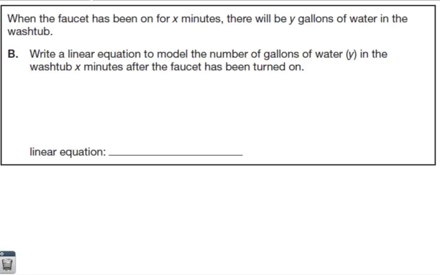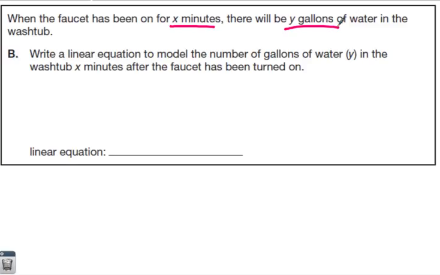Moving on to part B. When the faucet has been on for X minutes, there will be Y gallons. So X is minutes, Y is gallons, and they want us to come up with the equation. They don't actually want a specific form, like slope-intercept form, or point-slope form, or standard form.